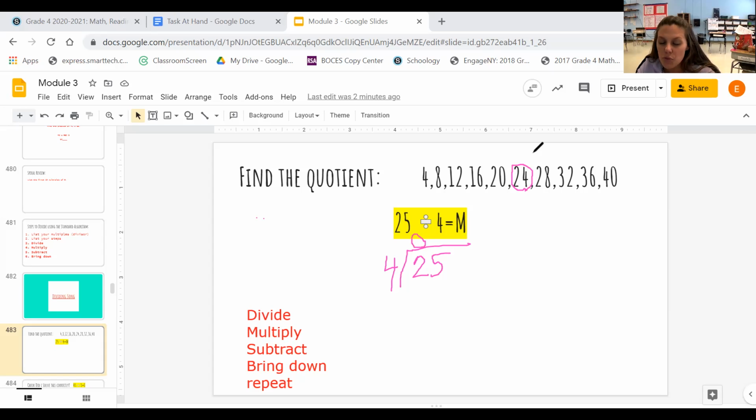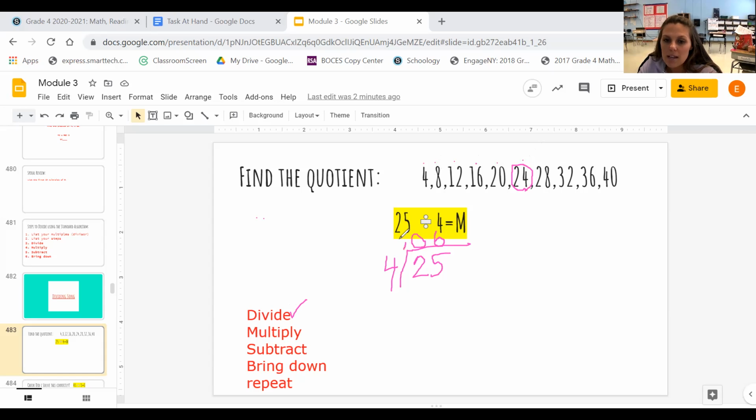How many groups of 4 to get to 24? Let's count. 1, 2, 3, 4, 5, 6. I could take 6 groups of 4. So above that 5, I put my 6. I'm going to cross off divide because that was me dividing.